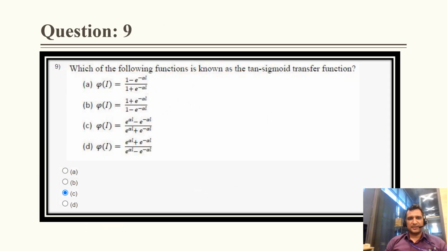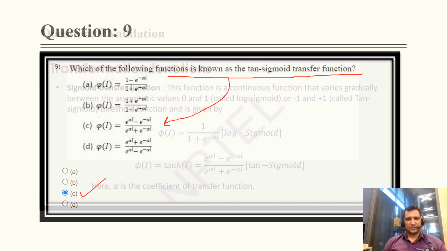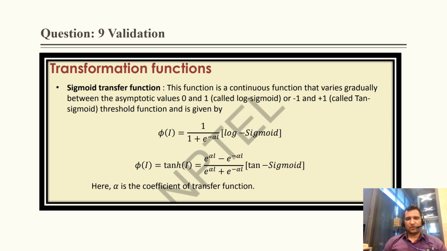Question number 9, very simple, straightforward. Which of the following function is known as tan sigmoid transfer function? Tan sigmoid. Therefore, option C will be the correct answer, and it is based upon a formula. So just cram the formula, and you will solve the question the easy way. So this is the validation. There are two types of function: log sigmoid function and tan sigmoid function. In tan sigmoid function, this is the formula. So with the help of this, we can validate our answer.